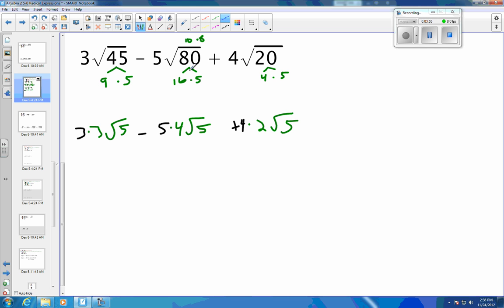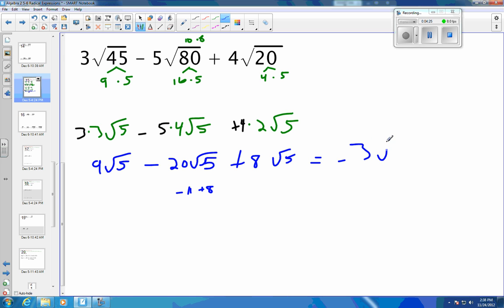And I'm ready to combine my like terms, or to multiply. So this is going to be 9 square roots of 5 minus 20 square roots of 5 plus 8 square roots of 5. They're all square roots of 5. Even this ugly thing is a square root of 5. So I'm ready to combine like terms. So 9 minus 20 is a negative 11, plus 8 would be equal to negative 3 square roots of 5. Final answer.